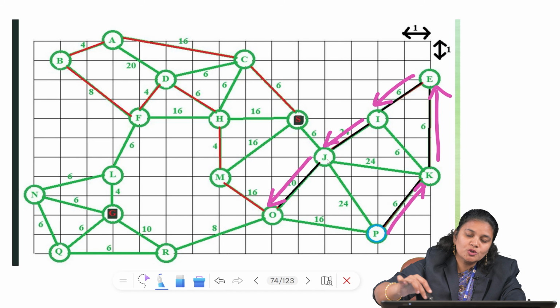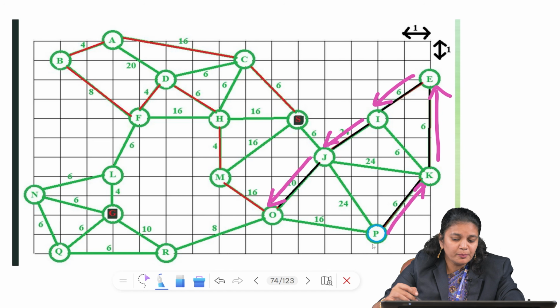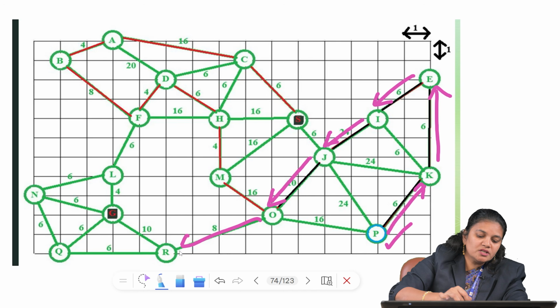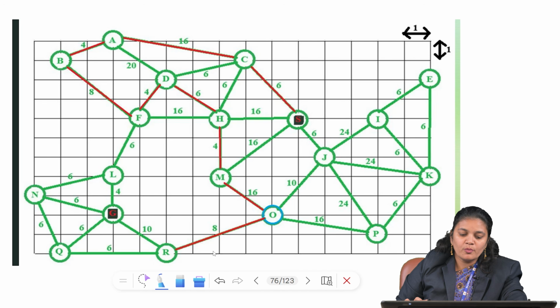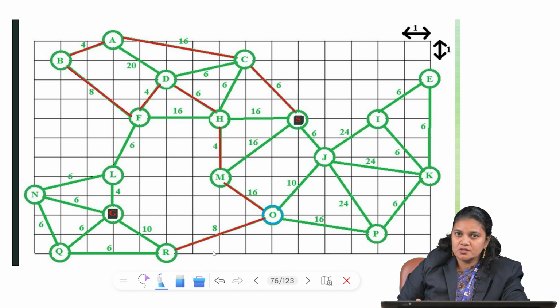At that time, we went through J. Now we can see P is also another child, but P is also in the visited list. We have to ignore it. So the only option is to move towards R. From O, we are moving to R. And from R, we have Q and G. So there, G is the first child according to alphabetical order. We are moving to G. G is the goal node.